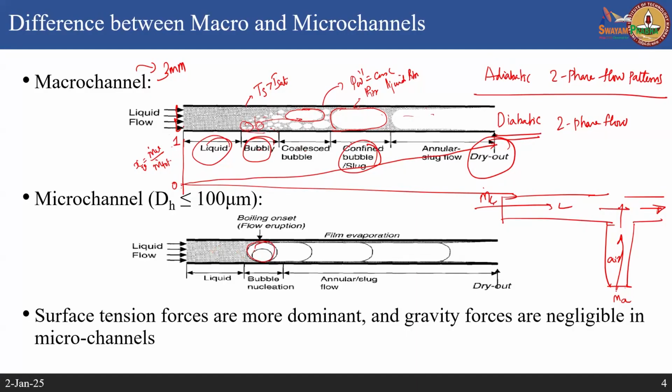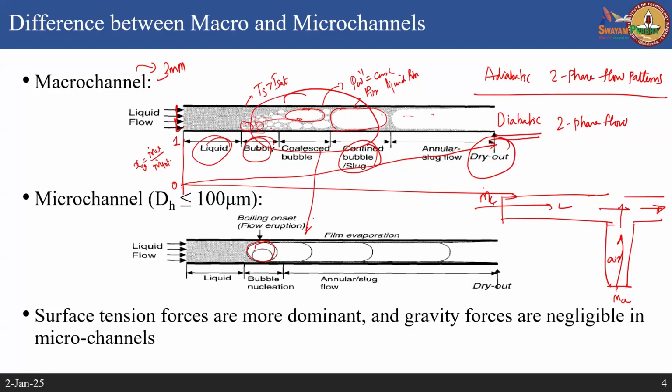So you do not have all these instances where you have coalesced bubbles rising and then coalescing again, because now the bubble itself which is nucleating is big enough to occupy the entire diameter of the tube, and immediately after the bubble nucleation there is a slug flow and then an annular flow. So you do not have all these intermediate regions generally seen in the case of a micro channel. And then very quickly from this it goes to a dry out at the exit.